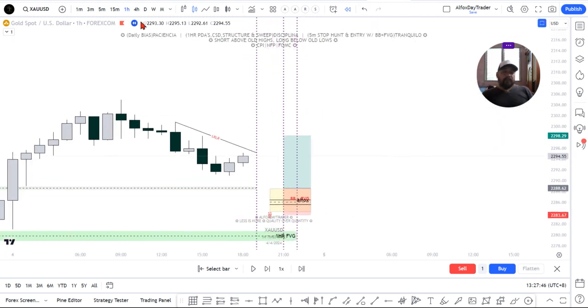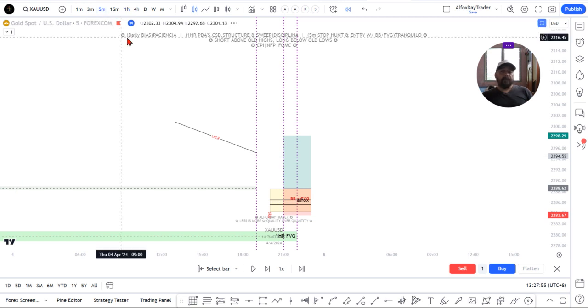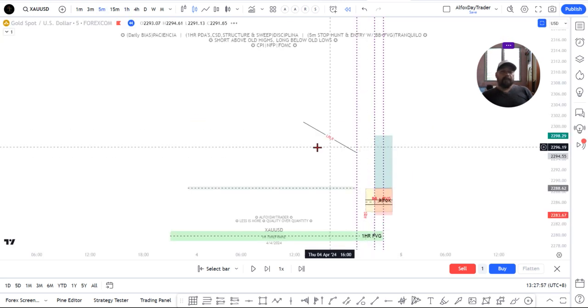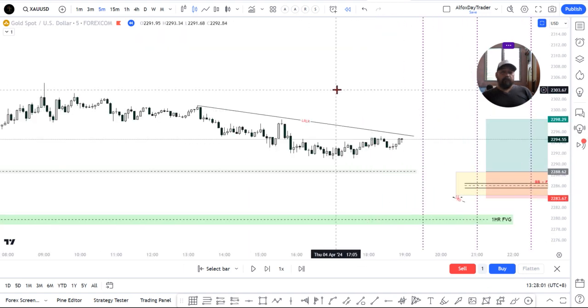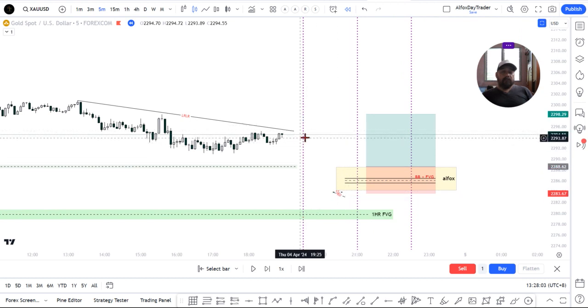Now, after I marked this, I went down to my entry time frame, which is my 5-minute time frame. So as you can see, we are now in 5-minute chart and we're almost in our trading zone.